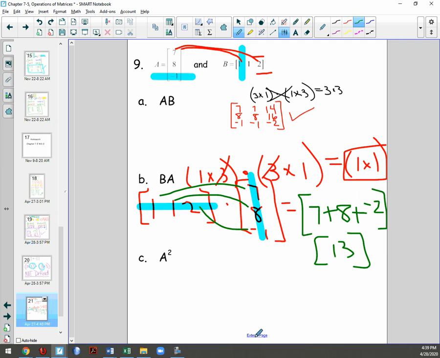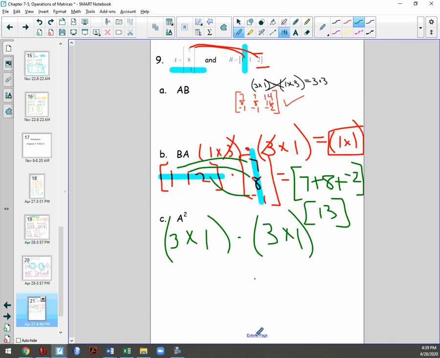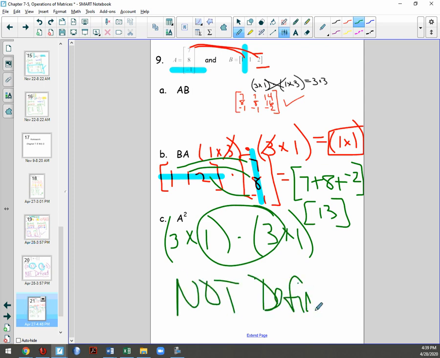And the last one that we're going to do is A squared. A squared is taking A, which is going to be a 3 by 1, and multiplying it by a 3 by 1. Is that possible? No, so therefore it's not defined.